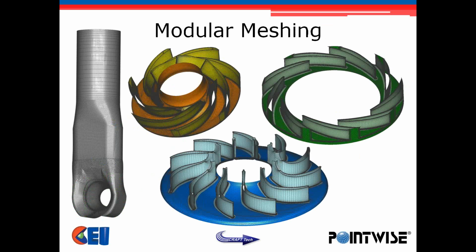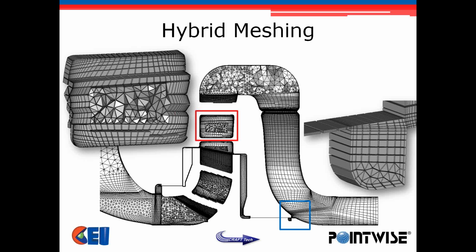So as I mentioned, this is a pretty complex case. It consists of a number of components or modules, if you will. There's the inlet, the impeller, the diffuser, and the crossover diffuser. And you can mesh them with them all existing in the same Pointwise project. You can mesh them simultaneously or one at a time. And that's how Craftech elected to do things, was use a hybrid meshing strategy to operate on one module at a time.